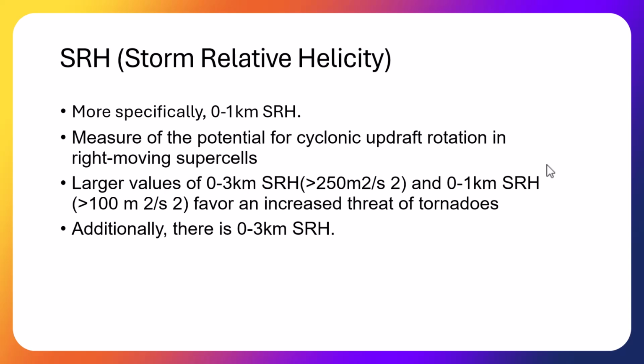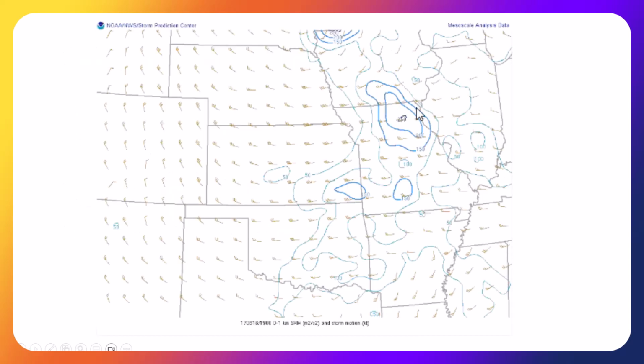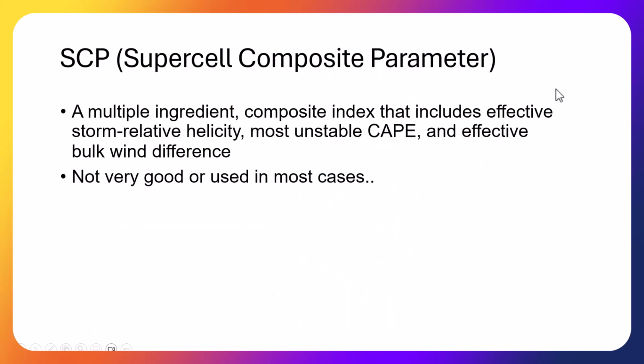The higher these numbers, higher than 250, higher than 100, essentially means the faster these updrafts are rotating. The faster they're rotating, the more violently they're rotating, and you might have a better chance for more violent tornadoes. That's kind of what a map looks like in that sense.